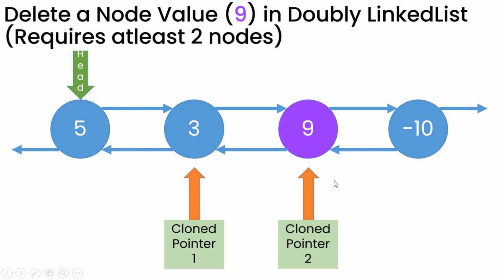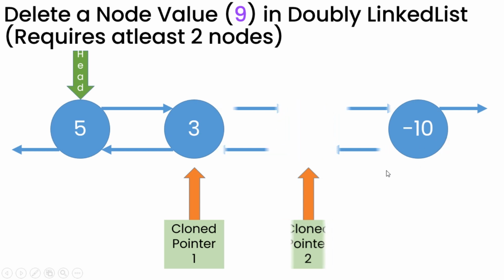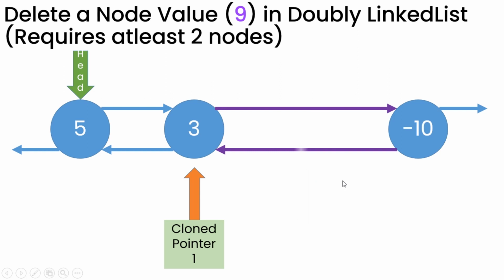Alright, so basically now we're going to remove this 9 by changing the previous value of this -10 and changing the next value of this 3. And once we remove this, we have our new double linked list in a correct format, and we no longer need our node 9, which is pointless to have. So this is how we can delete a node in a double linked list.